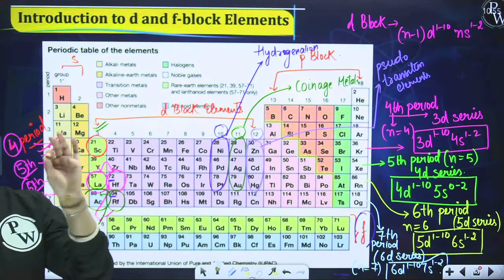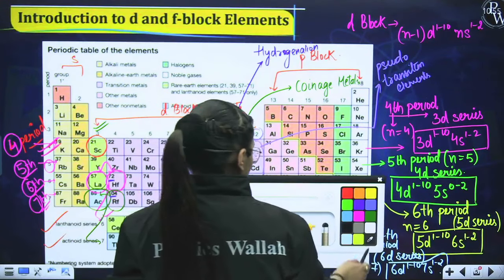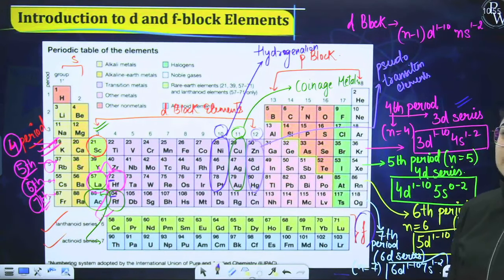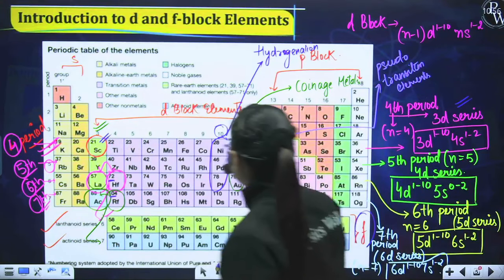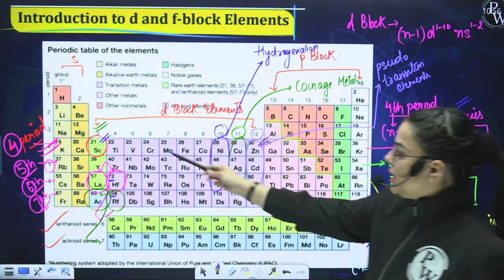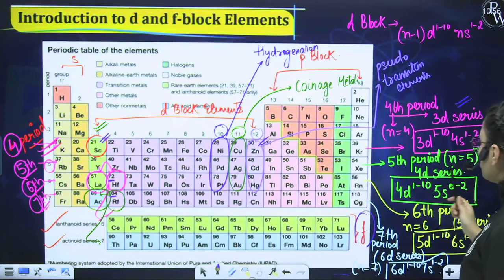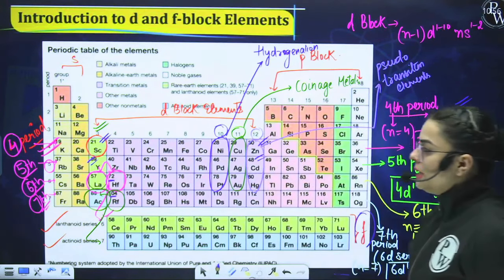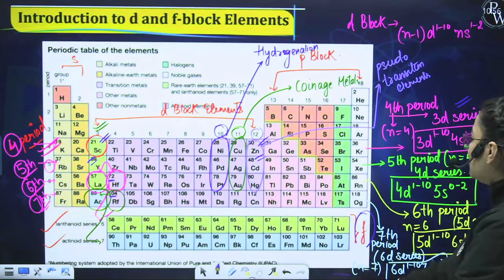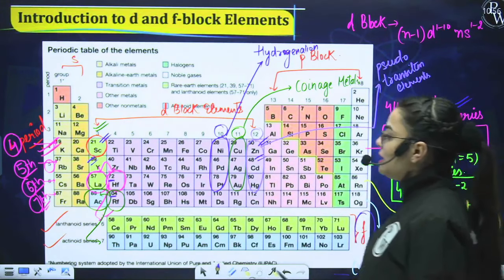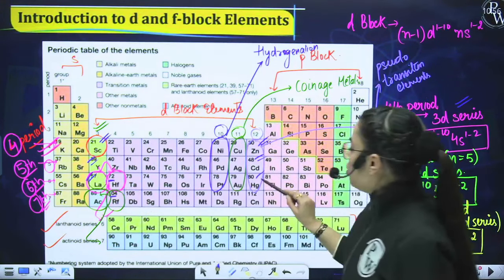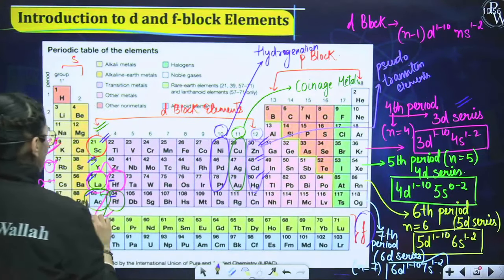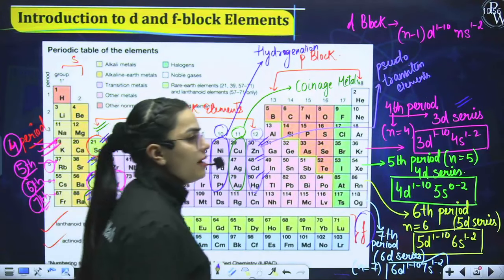Okay. Now, students, one more thing that I want you all to understand, you should observe that the 3D series starts from scandium and ends at zinc, from 21 to 30. The 4D series starts from yttrium to cadmium. Similarly, the 6th period lies from lanthanum to mercury. And the last period starts from the 89th element to the 112th element.